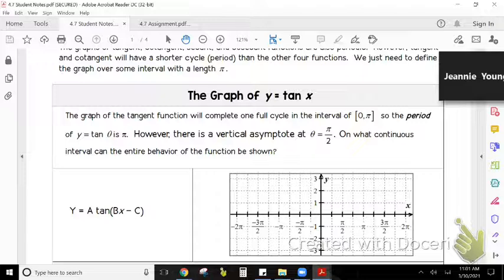What's a period again? Yeah, the period is how long it takes it to repeat itself. So for tangent and cotangent, they're both going to have a period of pi. What was the period of sine and cosine? It was 2 pi, remember? So this one takes just half as long.